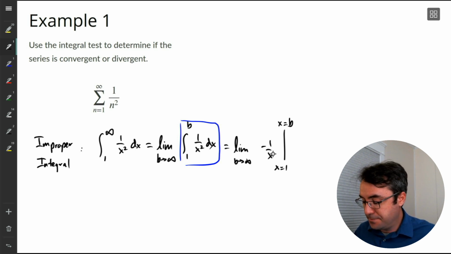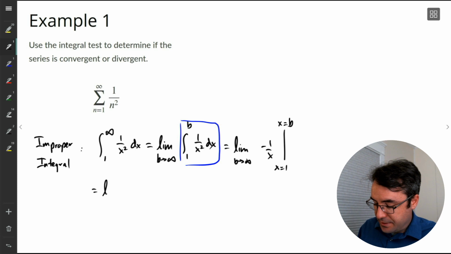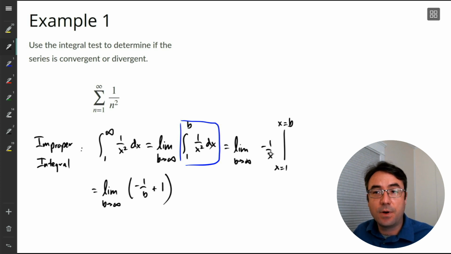Now we plug in. So we found our antiderivative. Now we evaluate. So we get the limit. We still haven't done the limit yet. And we get negative 1 over b plus 1 when we evaluate. So the top number goes in first. We get negative 1 over b. The lower number goes in second, so we get negative 1, and then we subtract like we normally do for a definite integral, so we have a double negative, so it becomes plus 1.